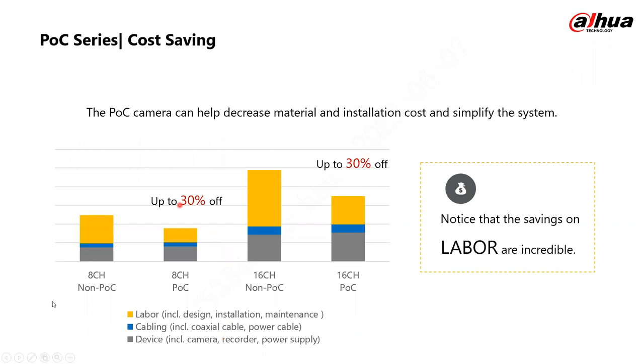When it comes to cost savings, this is just an example of how it saves different amounts and levels of cost. So take a look at this. For example, this is an 8-channel POC device, and this is an 8-channel POC device. In terms of labor cost, the labor cost will actually go down completely, 30% off.